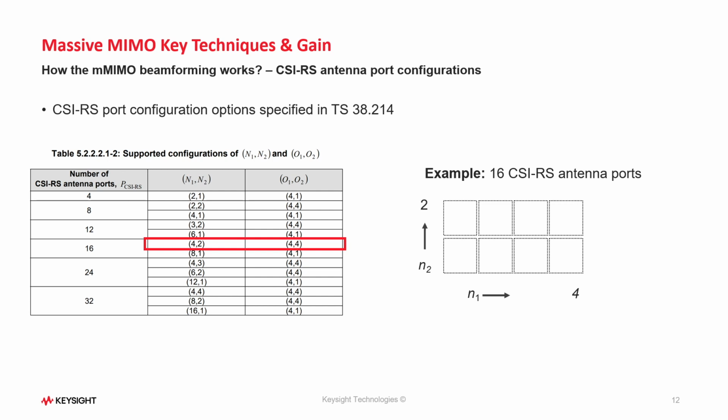As even, for example, 8 CSI-RS antenna ports can be used by the massive MIMO base station. This table snippet from the spec is for Type 1 codebook, but similar options are available also for Type 2 codebook. The example here shows 16 CSI-RS antenna port case with N1 equal to 4 and N2 equal to 2.